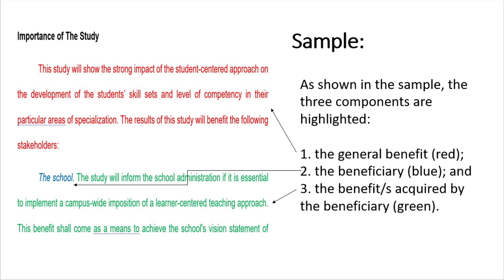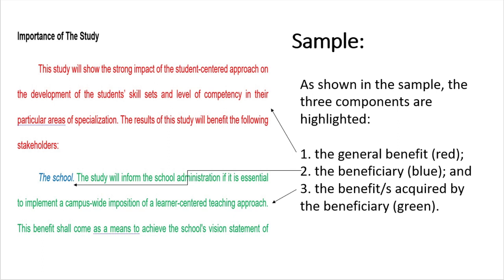So the first beneficiary, or the macro beneficiary for this research, would be the school. And what benefit does the school get? Well, the study will inform the school administration if it is essential to implement a campus-wide imposition of a learner-centered teaching approach. So this is the benefit that they will get is more of information or data. Now, for the purpose of this sample, I only made use of one beneficiary.